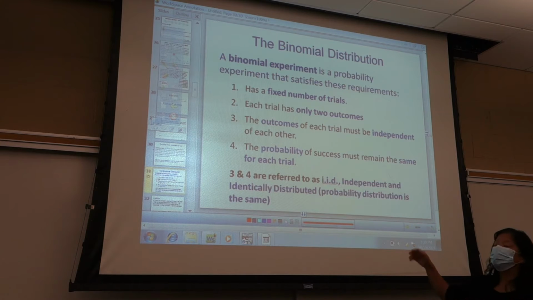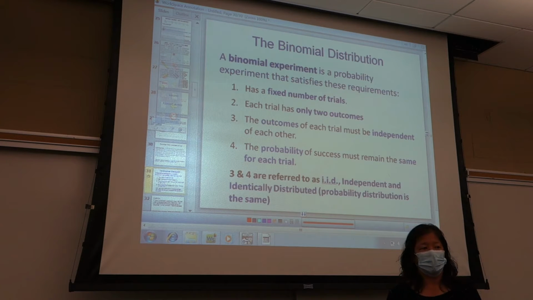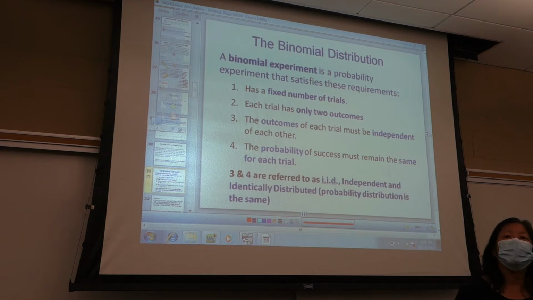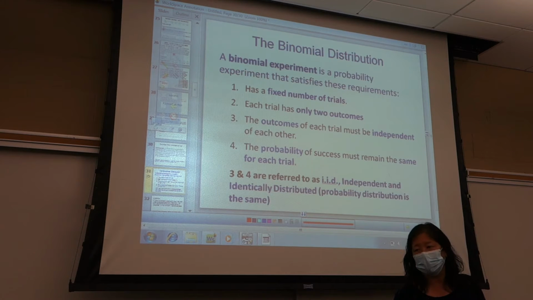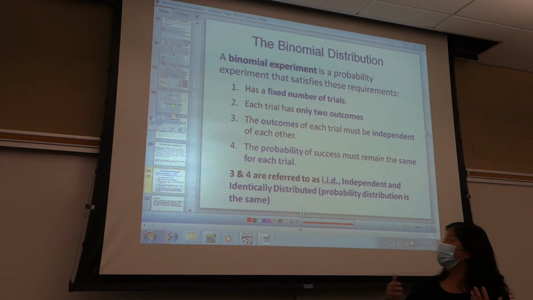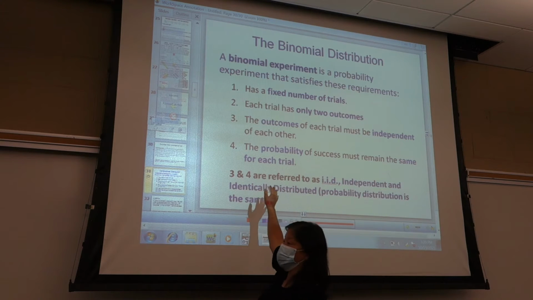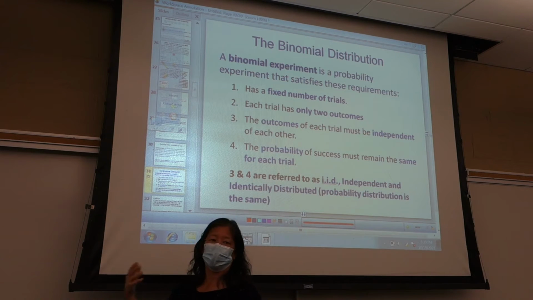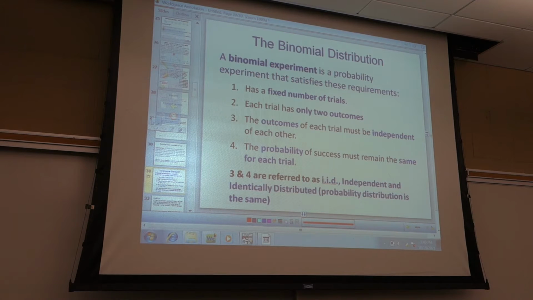The 3 and 4 is the probability of each of those outcomes has to be independent of each other. So in other words, I flip a coin, it does not affect the next coin flip. I pick a person to see if they have brown hair, it does not affect whether the next person has brown hair. Right? They have to be independent and identically distributed. In other words, they need to be all the same probability. Right? Okay. That's how you know it's binomial.